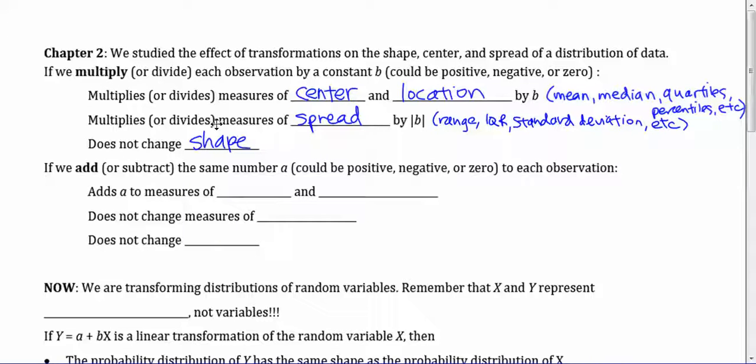Now, if I transform a distribution by adding or subtracting a constant, again, that would change measures of center and location, but remember, it doesn't change your spread because all you're doing is shifting the entire distribution to the left or to the right. It doesn't stretch or shrink it. It doesn't become more or less variable. Things are not going to be further away from the mean. Things are not going to be closer to the mean. They're just moving over. And also, it does not change the shape.